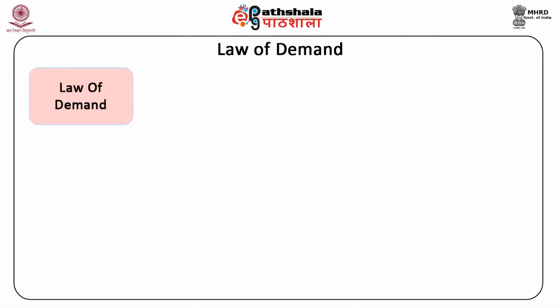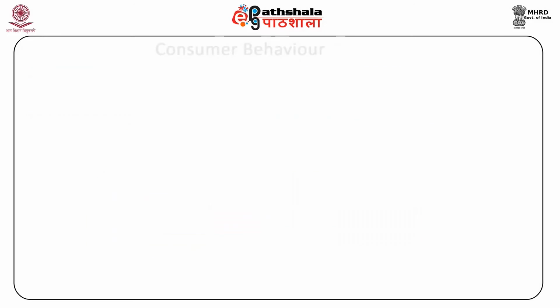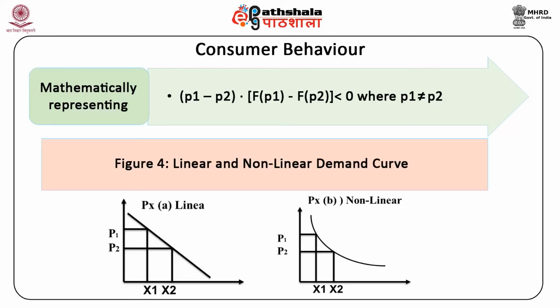This leads us to the law of demand. The law of demand states that, other things being equal, if the price of a good or service rises, the quantity demanded of the good or service decreases. That is, an increase in Px causes a decrease in Qx. Mathematically, it is represented as (P1 minus P2) multiplied by (f(P1) minus f(P2)) is less than 0, where P1 is not equal to P2, P1 is the original price and P2 is the new price after the change.